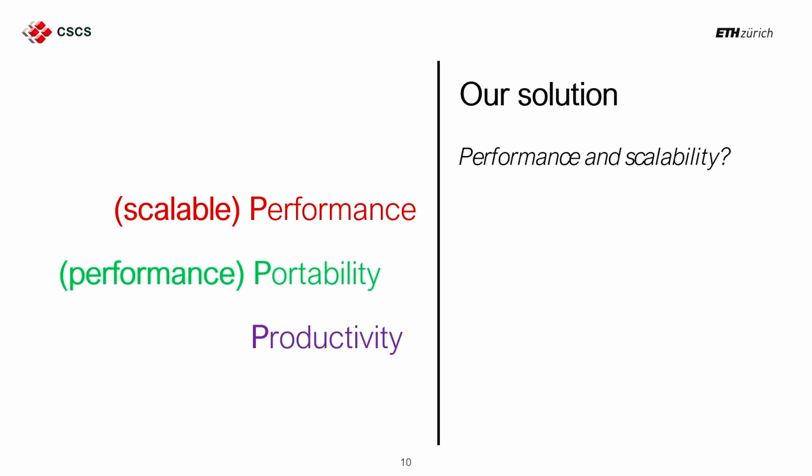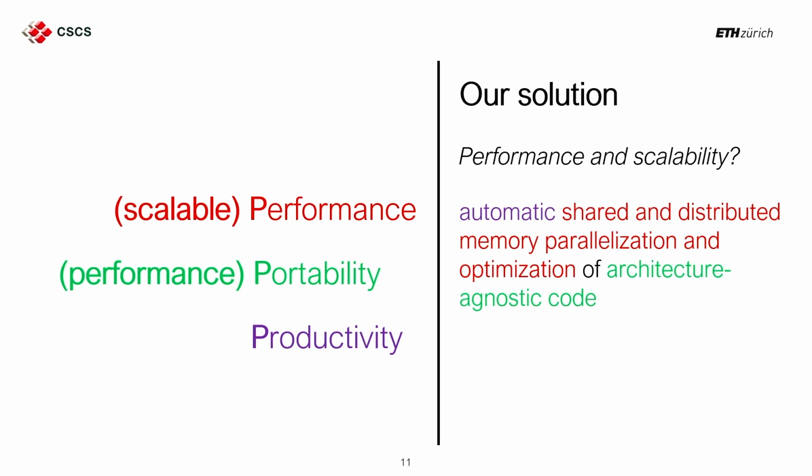And to get performance and scalability within Julia, we use automatic shared and distributed memory parallelization and optimization of architecture-agnostic code. So productivity is in violet, right? So automatic is for productivity. The next stuff in red is for performance, etc.